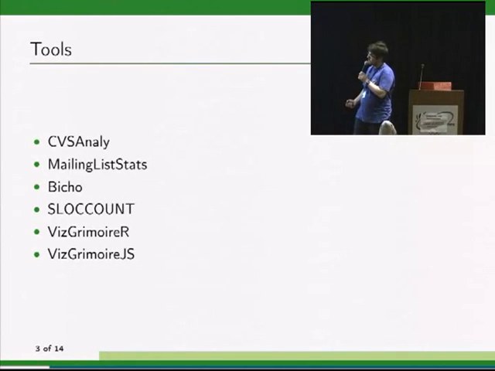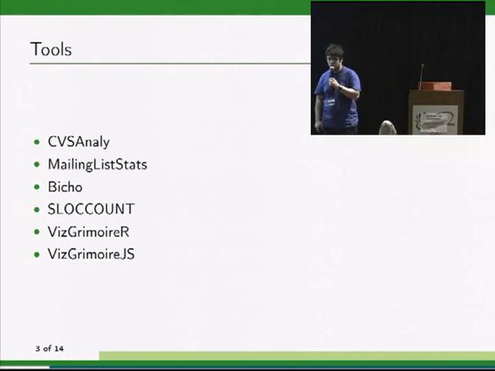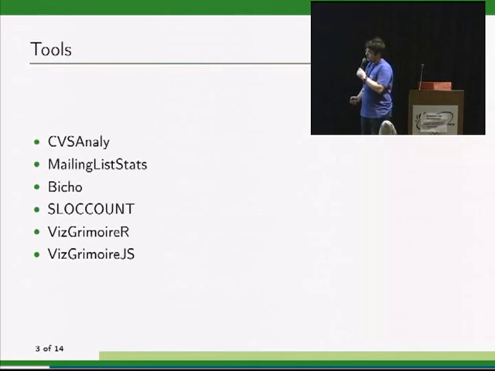SLOCCount is an open source tool as well, which analyzes the cost of an open source project. So the only thing that you have to do is to run the tool, and then you get some information regarding the cost. The last two tools are VisGrimoire R and VisGrimoire.js.